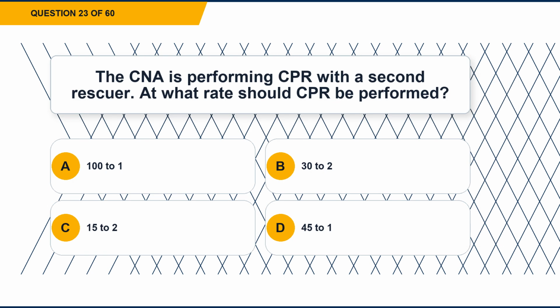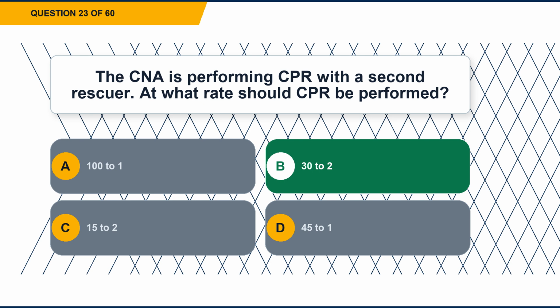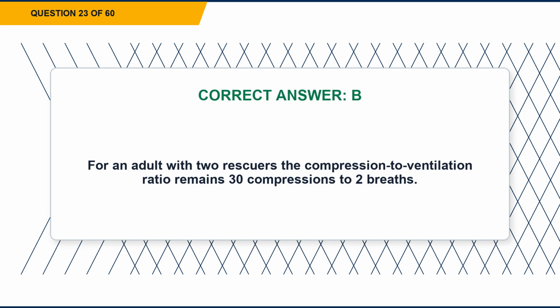Question 23. The CNA is performing CPR with a second rescuer. At what rate should CPR be performed? Option A, 100 to 1. Option B, 30 to 2. Option C, 15 to 2. Option D, 45 to 1. The correct answer is option B, 30 to 2. Explanation: for an adult with 2 rescuers, the compression to ventilation ratio remains 30 compressions to 2 breaths.